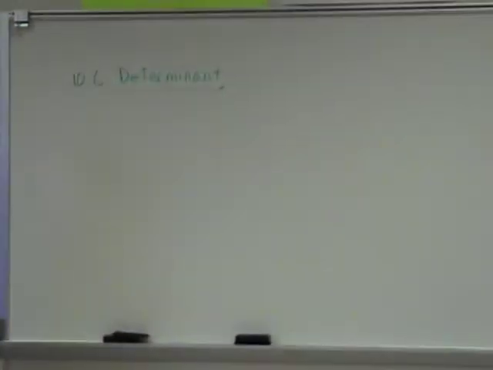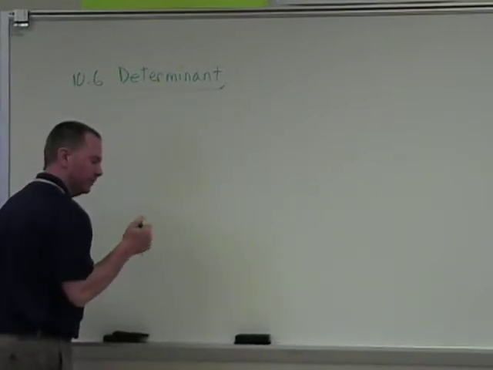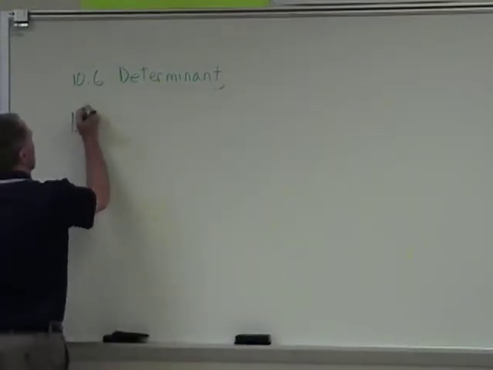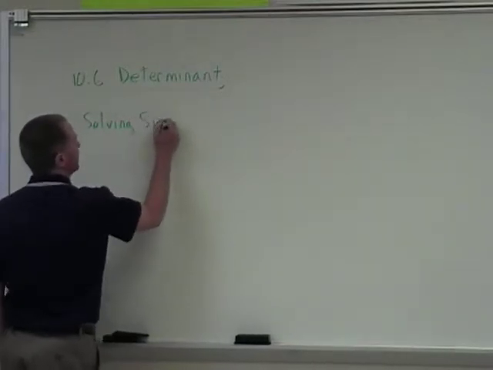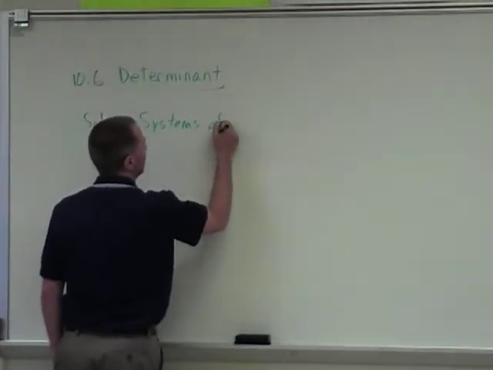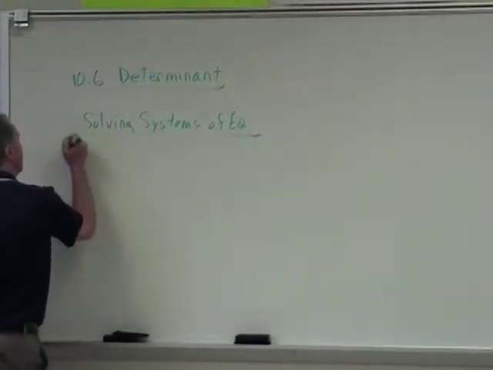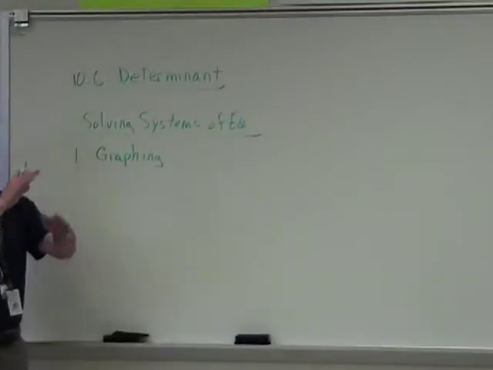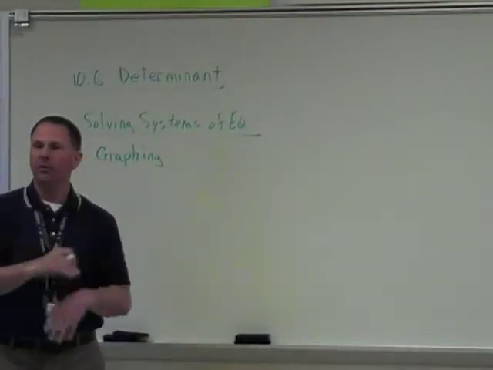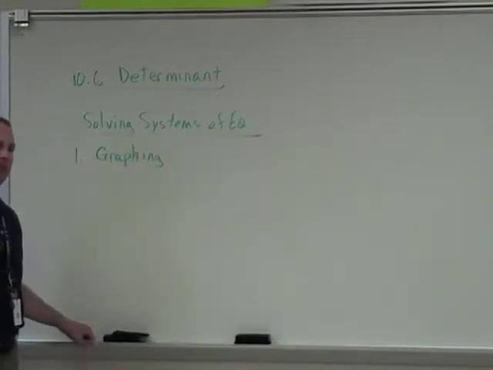Okay? Now, let's take a trip back down memory lane. Solving systems of equations. You learned back in pre-algebra and algebra, the first thing to solve two equations and two unknowns, you graph them. Right? So wherever the two lines crossed, that coordinate was the solution to the system.